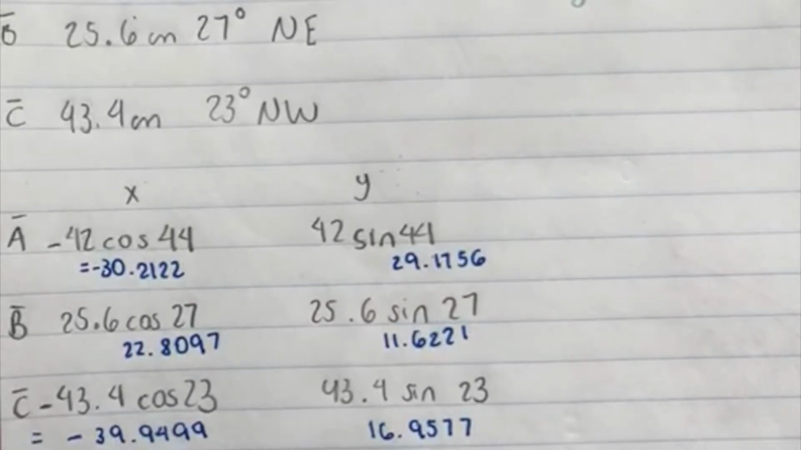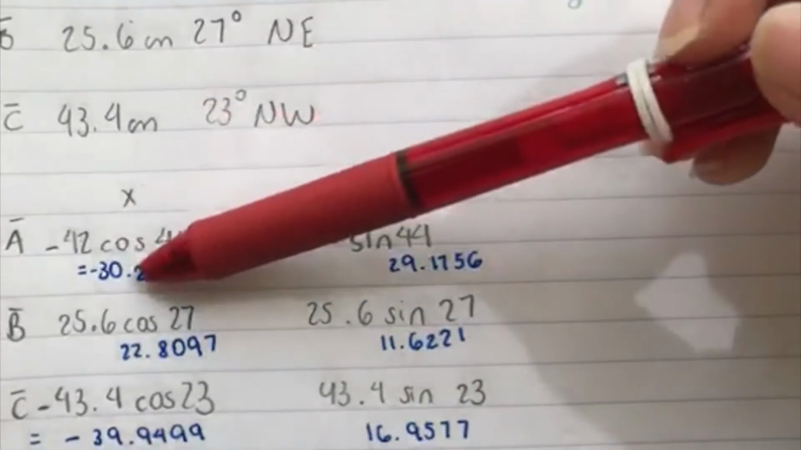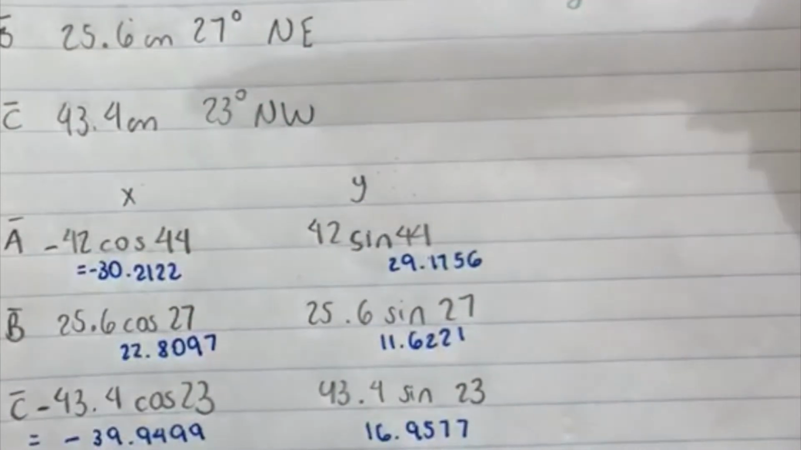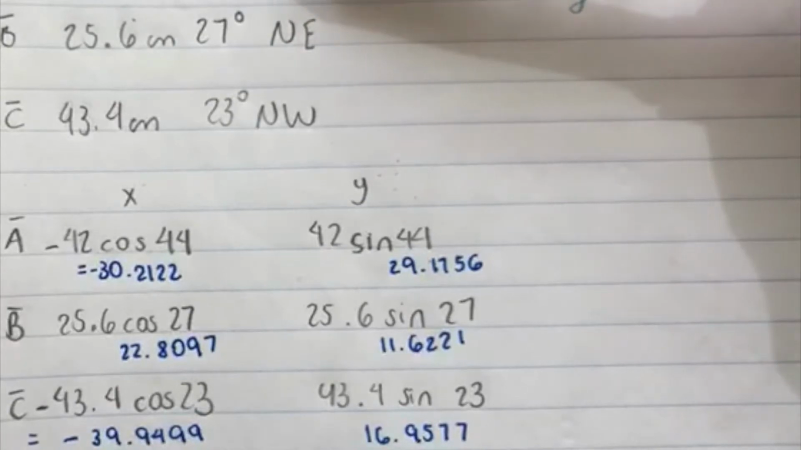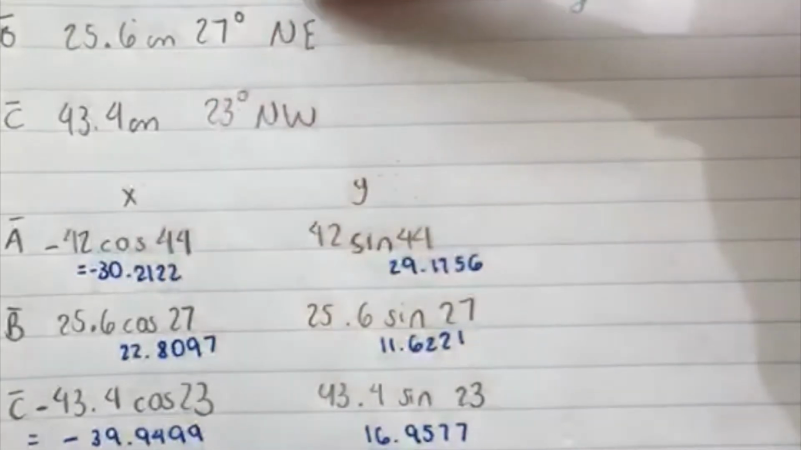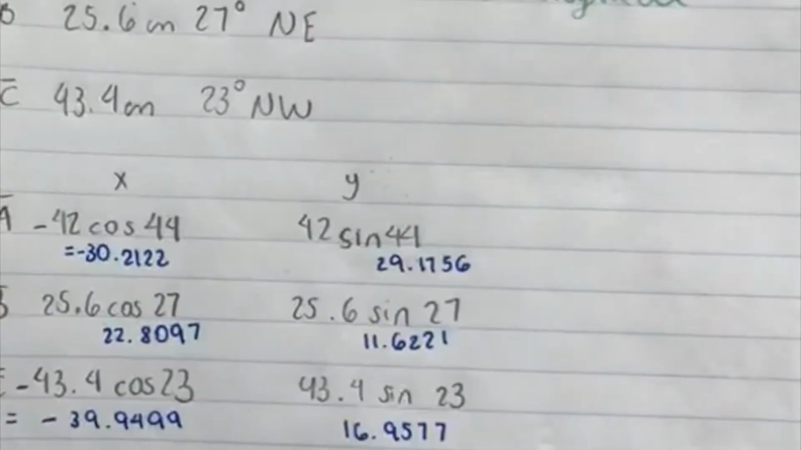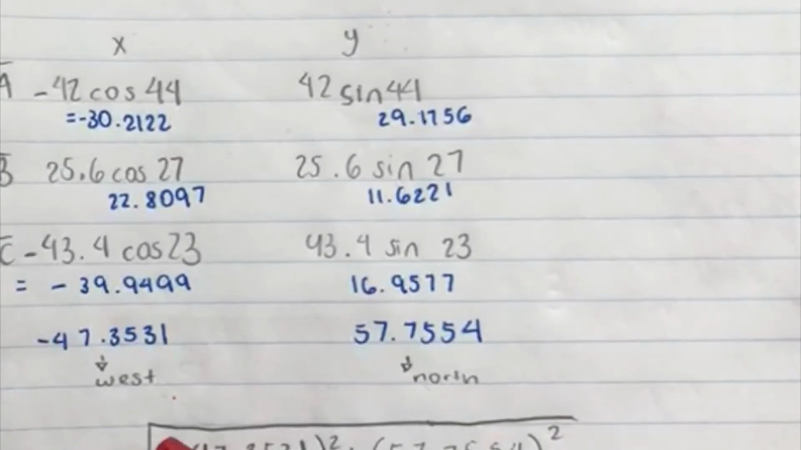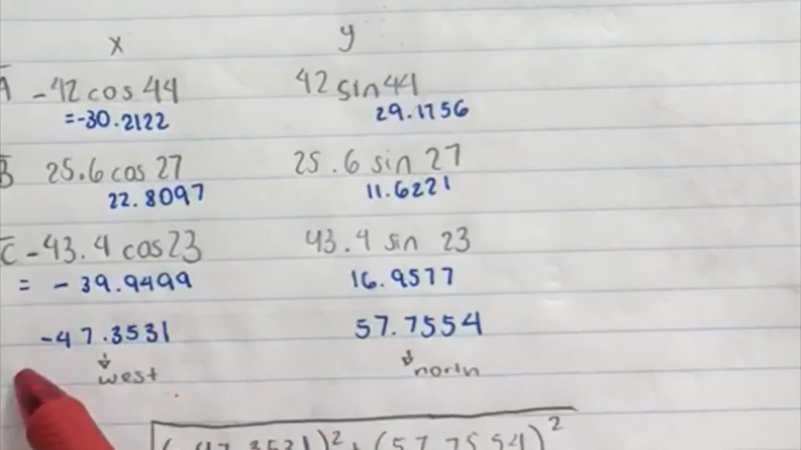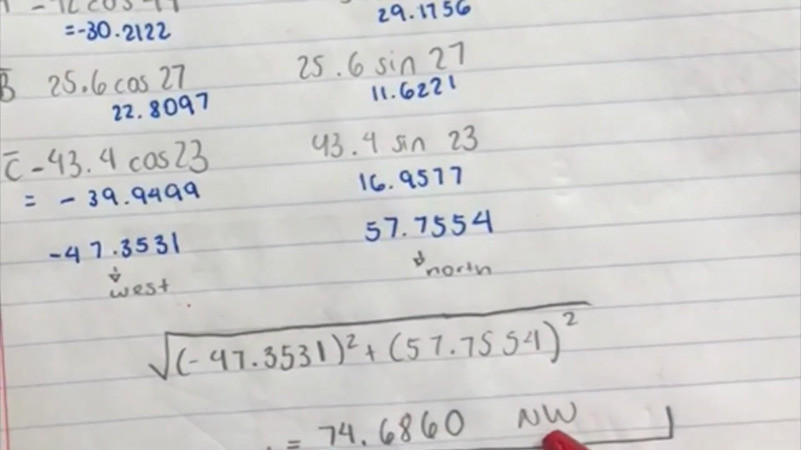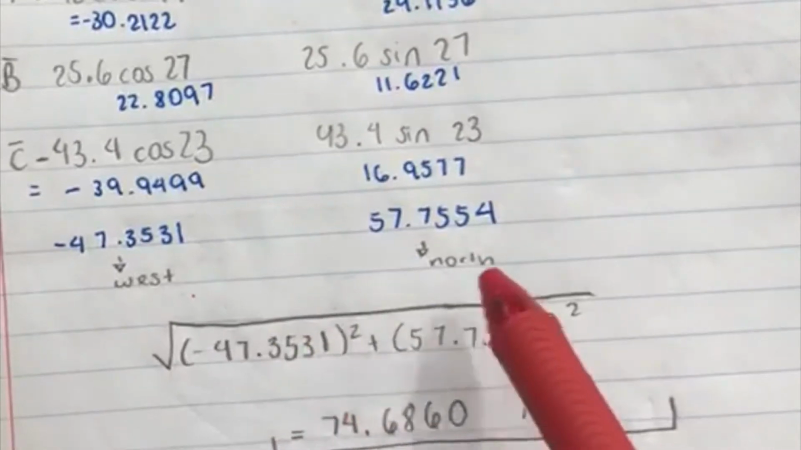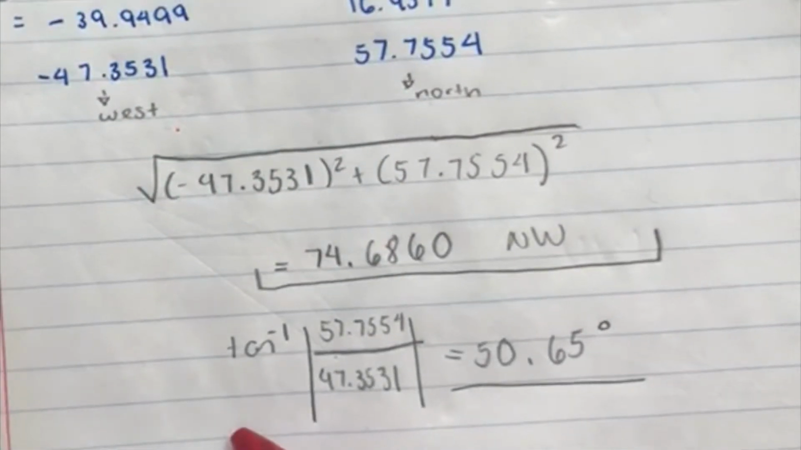In the analytical method, we're going to make a table of values using cosine for x and sine for y. We also consider the signs. For example, here, since it is northwest, we know that y is going to be positive and x is going to be negative. Then we do the addition, that is this for x and this for y. And for the signs, we also know the direction. We then use the Pythagorean theorem and we get this, with the direction we got from here. And finally, for the angle, we use the inverse tangent.